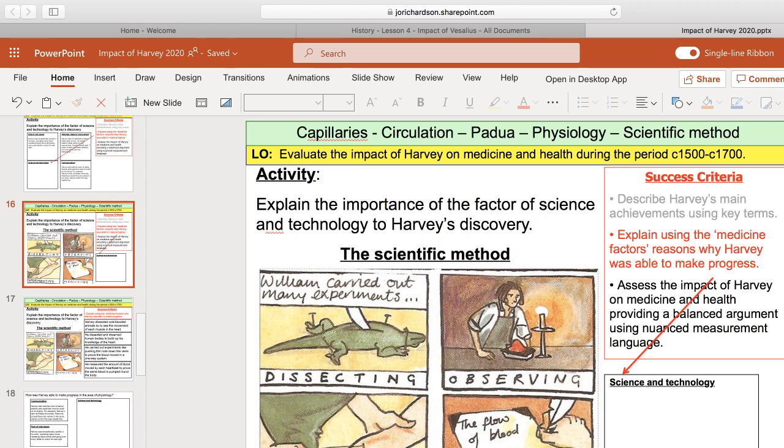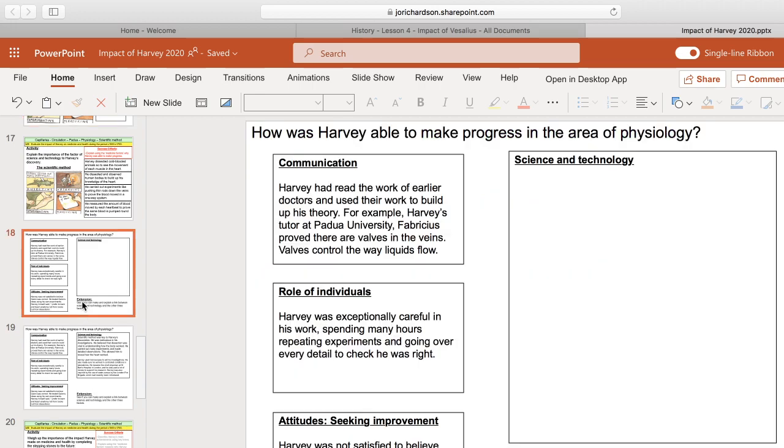Why is experimenting so important? What else do you need to do? You need to repeat that experiment. Why is measuring so important? You measure, you record not only the method, you record the results. Why is that so important? What then do you do with the results? What might he have done with those results? And that's what you need to be thinking about for this box over here.